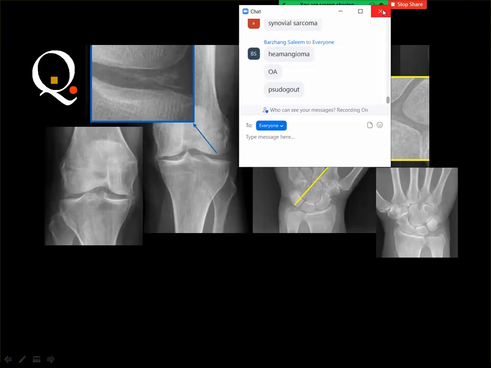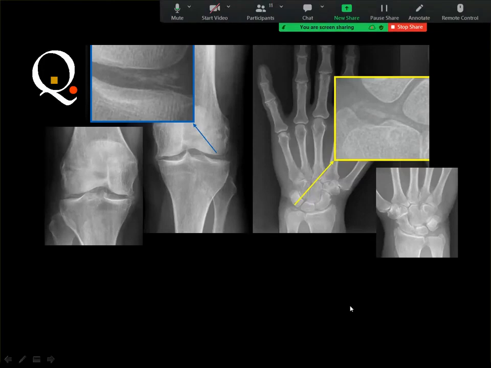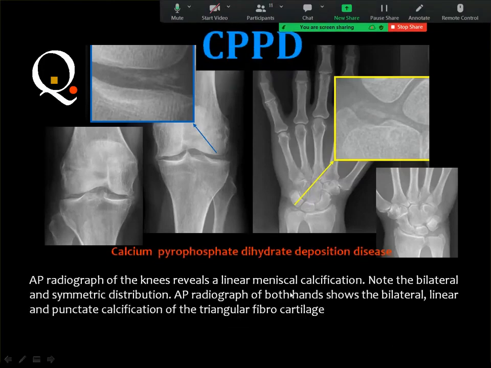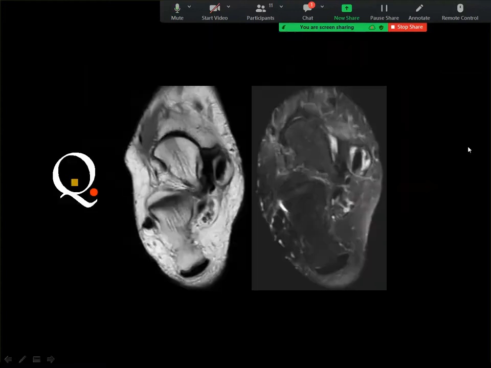Pseudo-gout, a good answer. Yes, and this is known as pseudo-gout or calcium pyrophosphate dihydrate deposition disease, or CPPD, where you get calcifications in the articular cartilage and calcification in the menisci as well as the triangular fibrocartilage. This is an ankle MRI, T1 and T2 fat set.